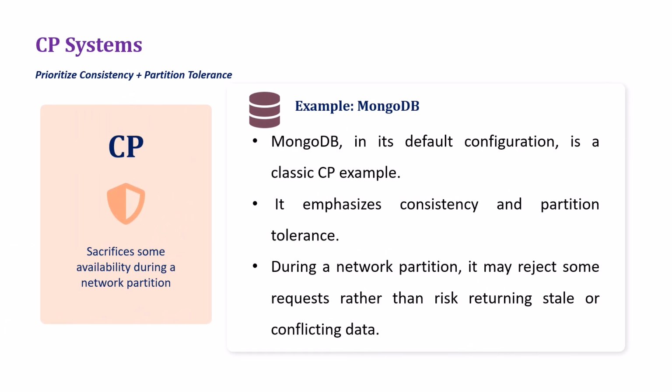Systems that prioritize consistency and partition tolerance are called CP systems. MongoDB, in its default configuration, is a classic example. It emphasizes consistency and partition tolerance, meaning during a network partition, it may reject some requests rather than risk returning stale or conflicting data.